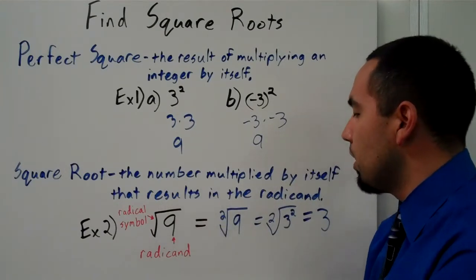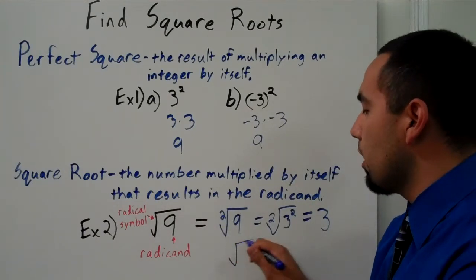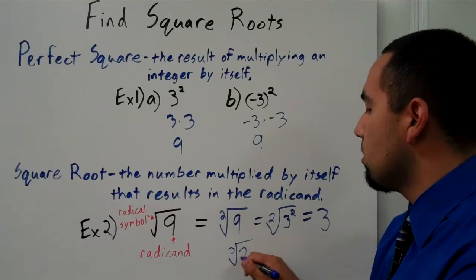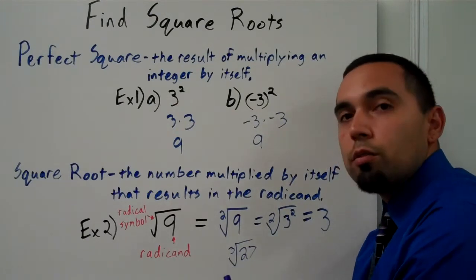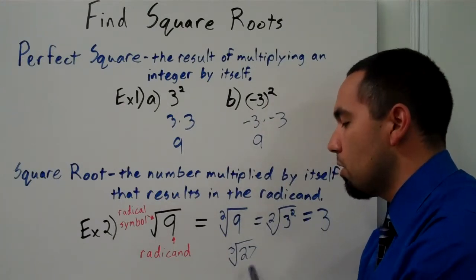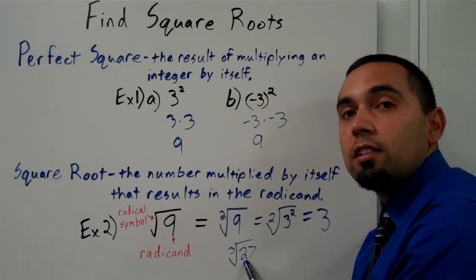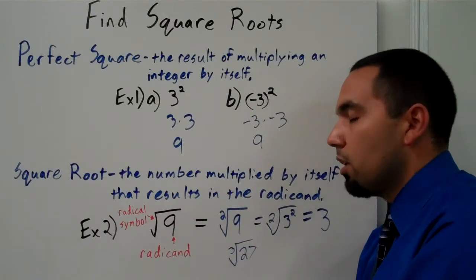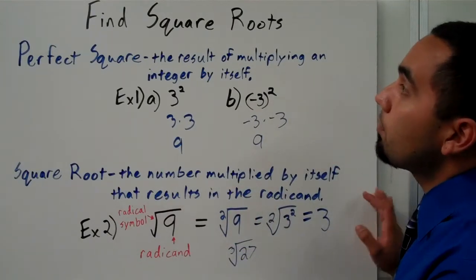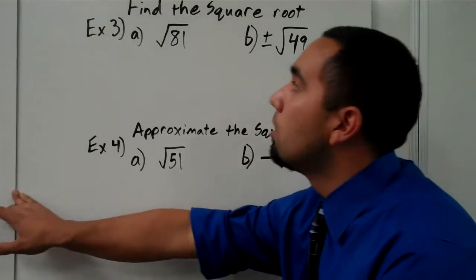This should all be review, but we just want to make sure that we understand exactly what the square root means, because it's possible that in the future you get something that looks like this, okay? And this is the cube root, or the third root, which means that we need to find what number times itself 3 times is that, okay? So, let's look at some other examples.